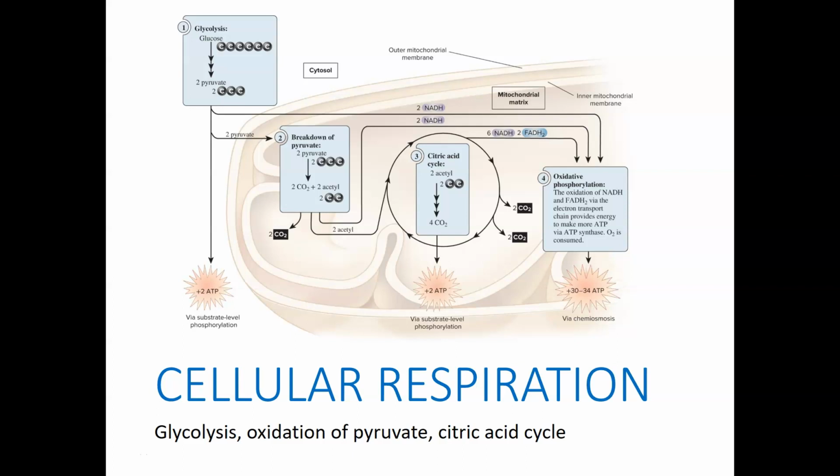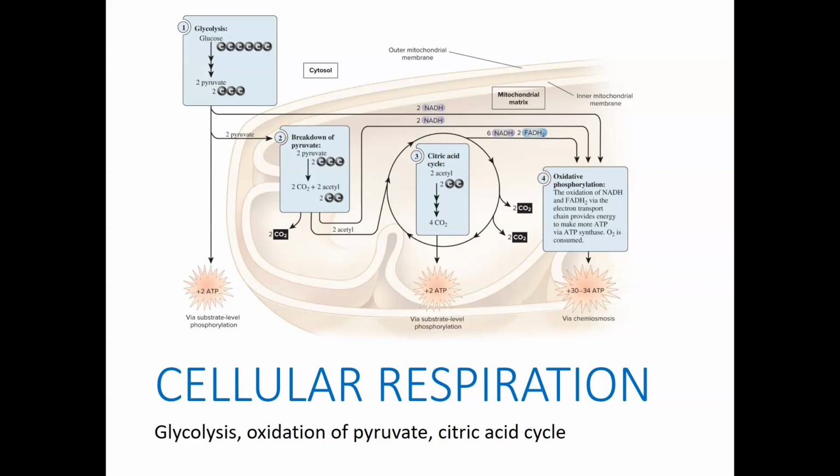Today we're going to discuss the oxidation of glucose, which means the breakdown of glucose. We're going to systematically break down those carbon-carbon, carbon-hydrogen bonds to release energy in the form of electrons and hopefully harness as much of that energy as we can in the form of ATP.